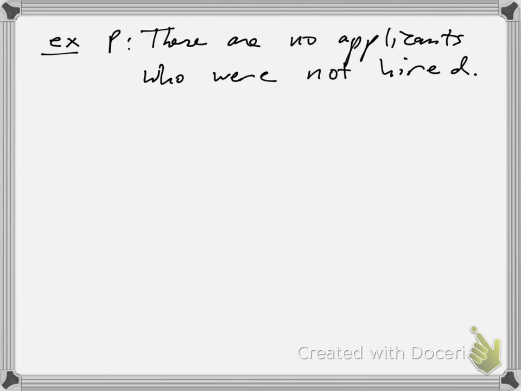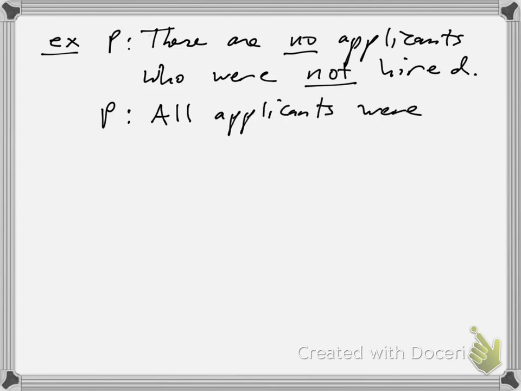Okay, let's take a look at this example, P. This statement, there are no applicants who were not hired. Okay, notice that this statement, let's rewrite this statement in another way that means the same thing. Notice the double negative. The double negatives kind of cancel each other out. That turns this into an all statement. Okay, so another way to write this is all applicants were hired. Because if there were no applicants who were not hired, that means that all applicants were hired. So that is the same. These are logically equivalent statements. These mean the same thing in different wording.